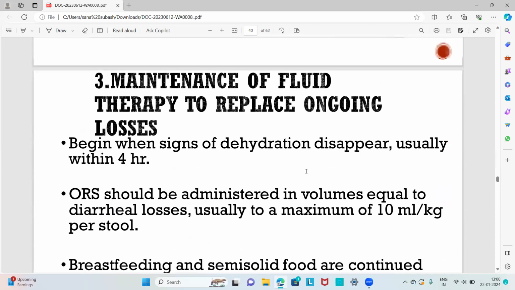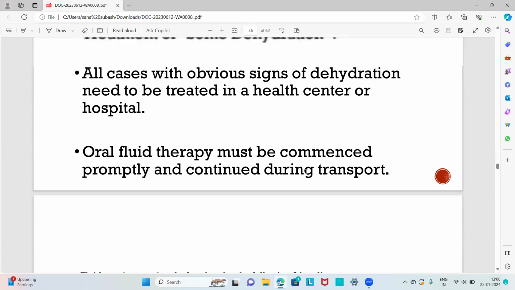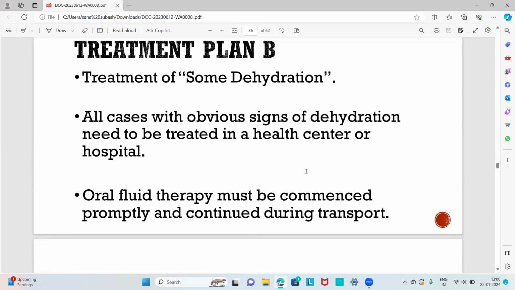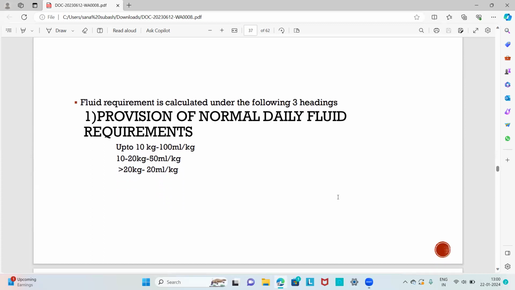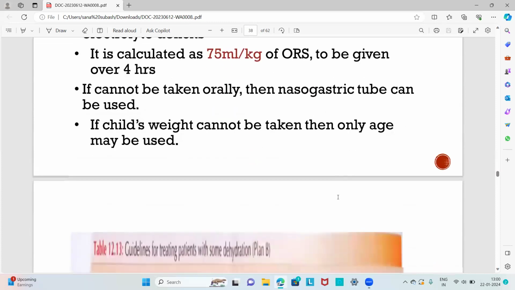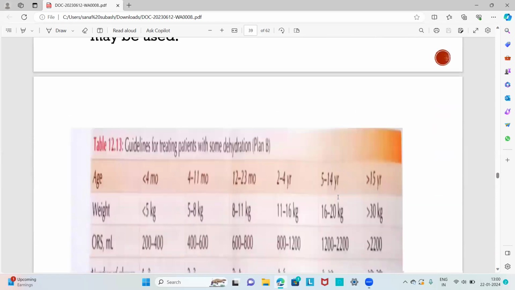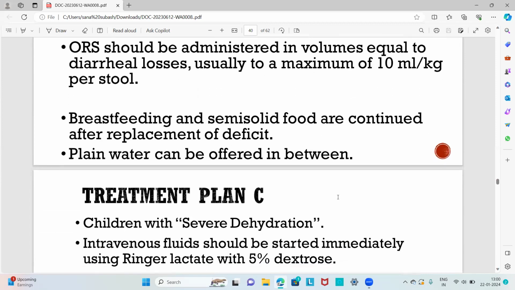These children have to be hospitalized or given outpatient treatment. Oral fluid therapy must be commenced promptly and continued during transport. Then at the hospital, we give fluid requirements based on three headings: provision of normal daily fluid requirements, then replacement or rehydration therapy, then therapy to replace the ongoing losses. According to these three headings, we give the fluid requirements.